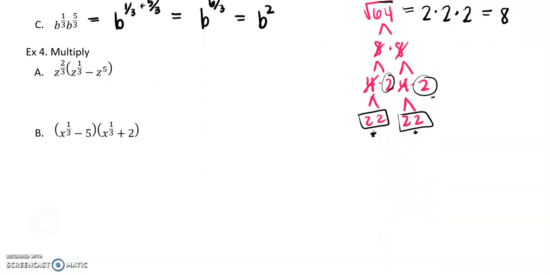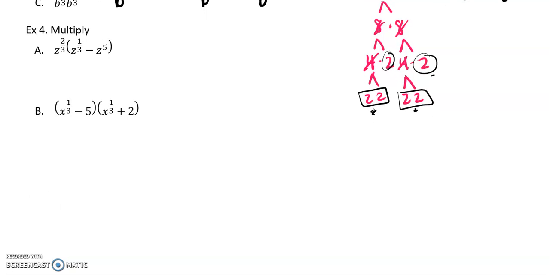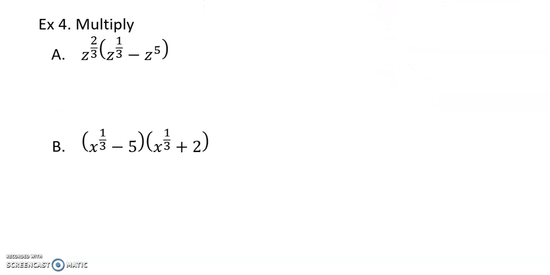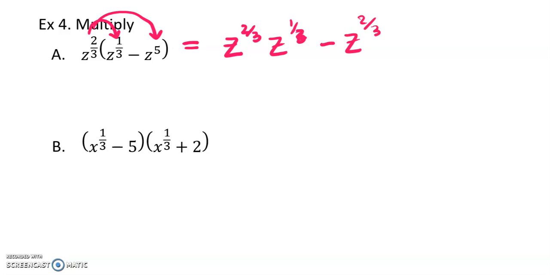Alright, and the last thing we're going to talk about is multiplication. So here we have a z to the 2/3 on the outside, and we have a binomial. So what we're going to do is distribute it using the distributive property. And that's going to give us z to the 2/3 times z to the 1/3 minus z to the 2/3 times z to the 5th. And so what we have to do is add these exponents. These have common denominators, so that becomes z to the 3/3.